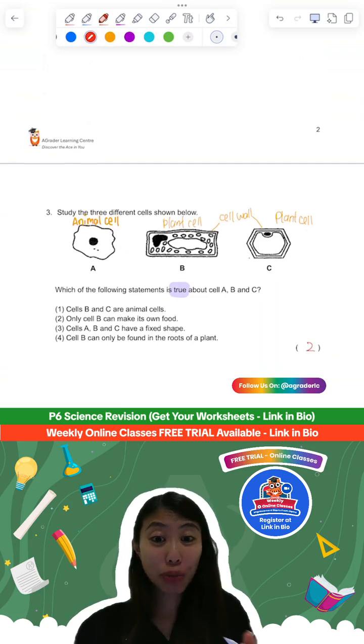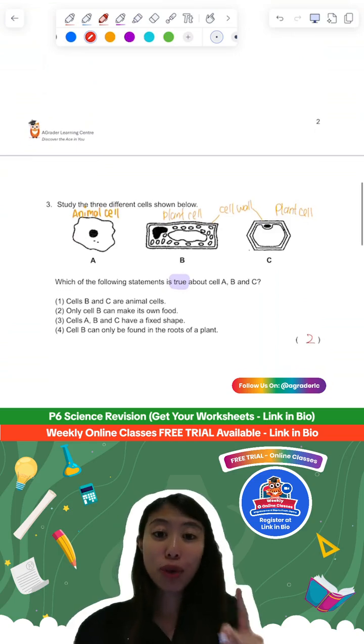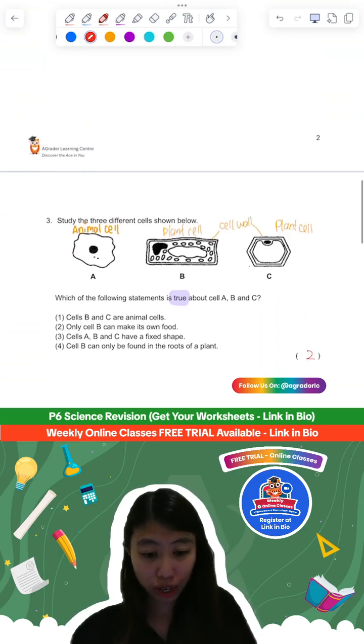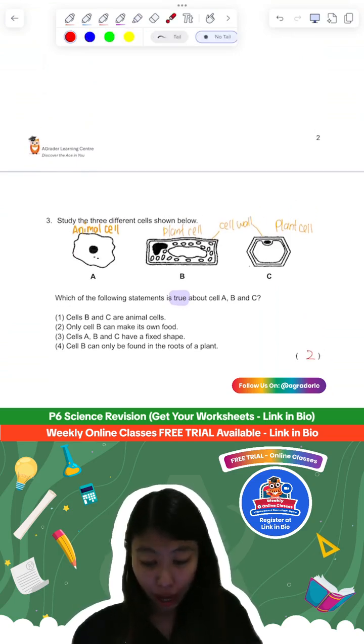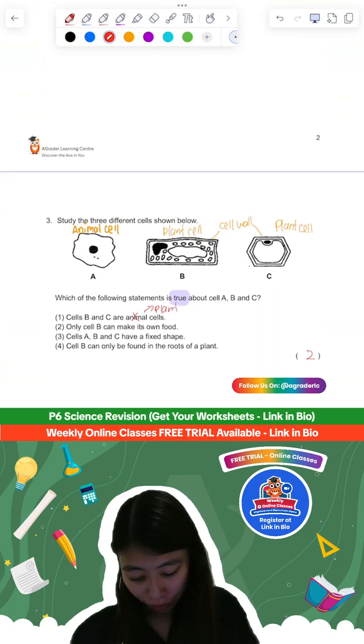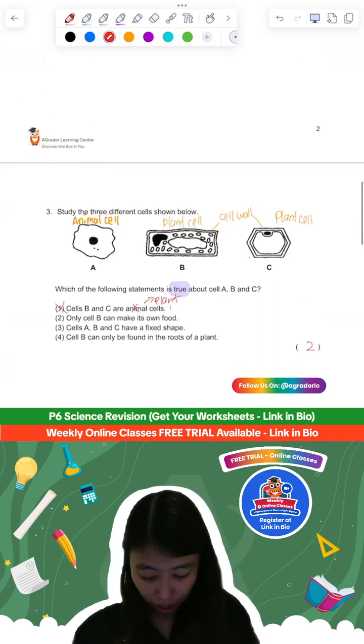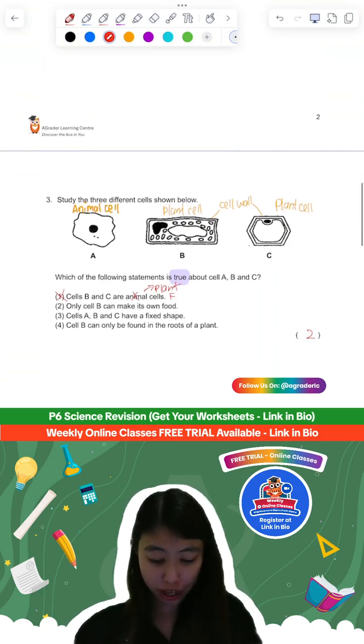Let me explain why. I see some of you sending in different answers. Option one is definitely wrong because we know that B and C are plant cells, not animal cells. So one is false.